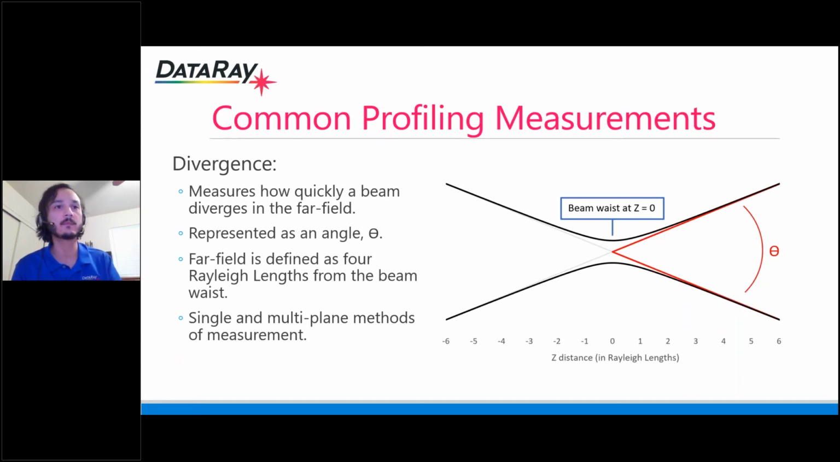So to measure the divergence, we have various different options. They generally fall into either a single plane measurement or a multi-plane measurement. And all that means is we're making one beam profile or making multiple beam profiles along the axis of propagation. So we're going to go into a few of those right now.